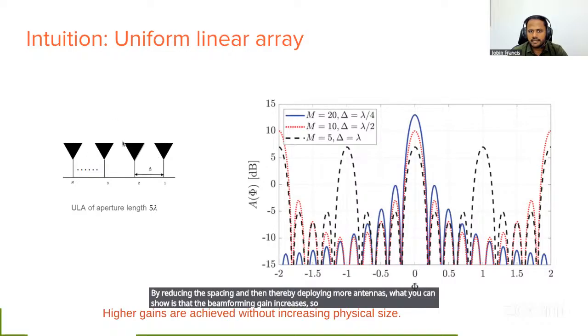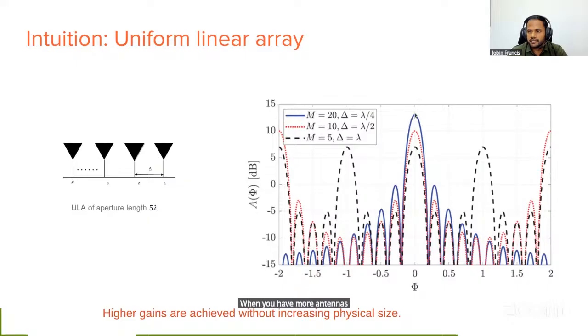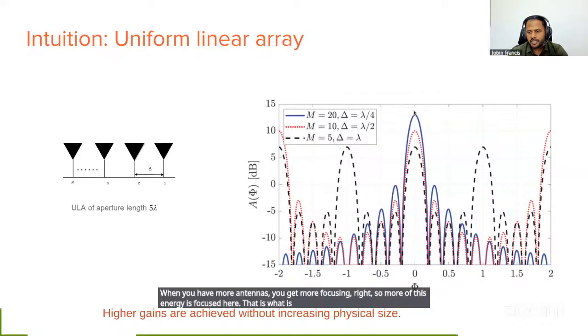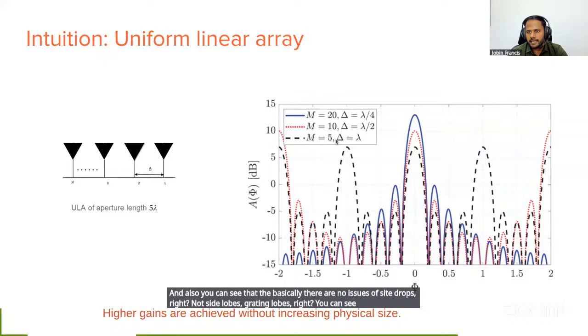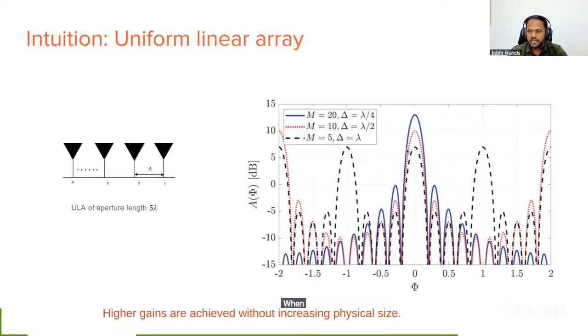So if you generate a beam using this fixed array size of 5 lambda, when you have more antennas, you get more focusing, right? So more of this energy is focused here. That is what this blue curve shows. And you can also see that there are no issues of side lobes, not side lobes, grating lobes. You can see that when delta equals lambda, additional grating lobes are going to be there. That can also be avoided when you have finer spacing.